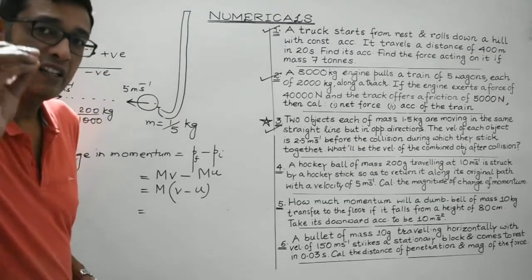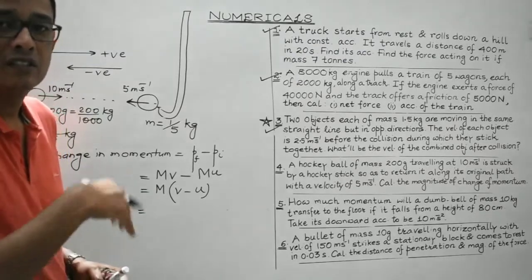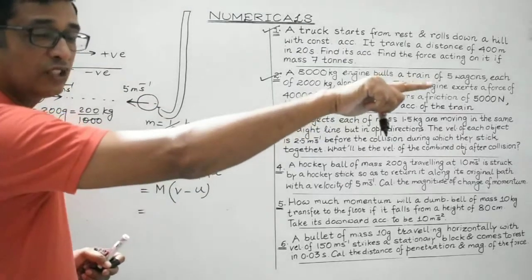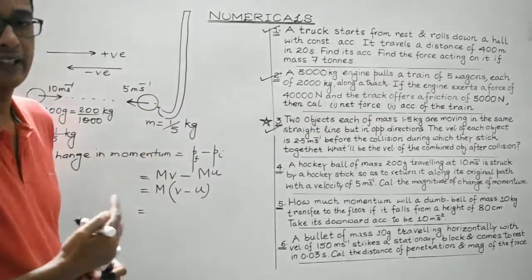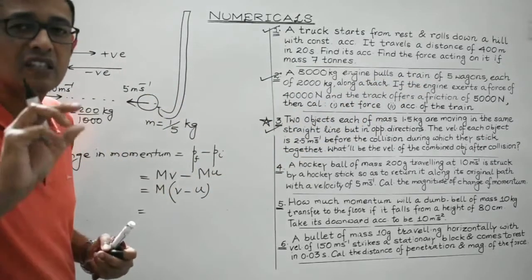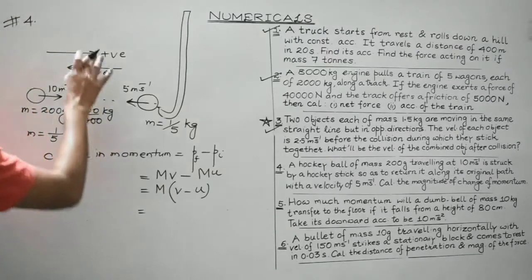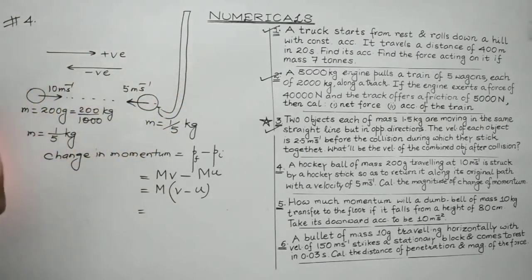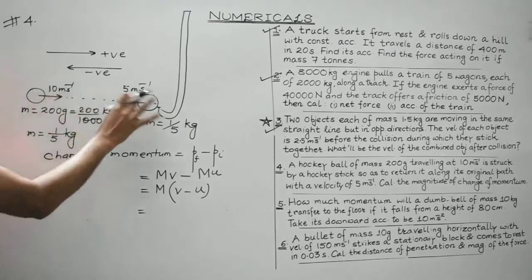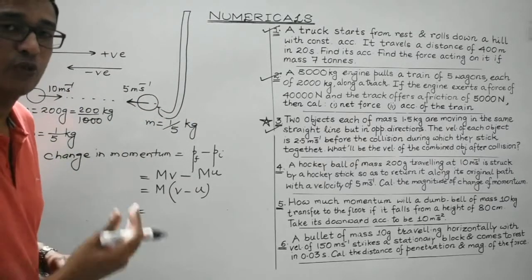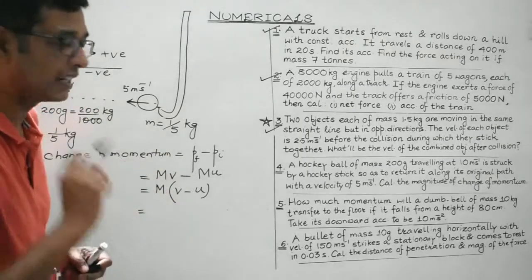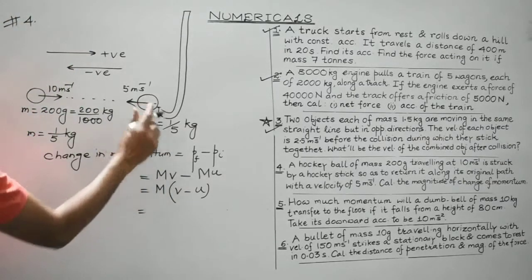Students, it's entirely up to you to consider the direction towards right to be positive and towards left to be negative, or vice versa. Here I consider this to be positive and this direction to be negative. Since they have opposite directions of motion, one needs to be assigned a positive sign while the other needs to be assigned a negative sign.